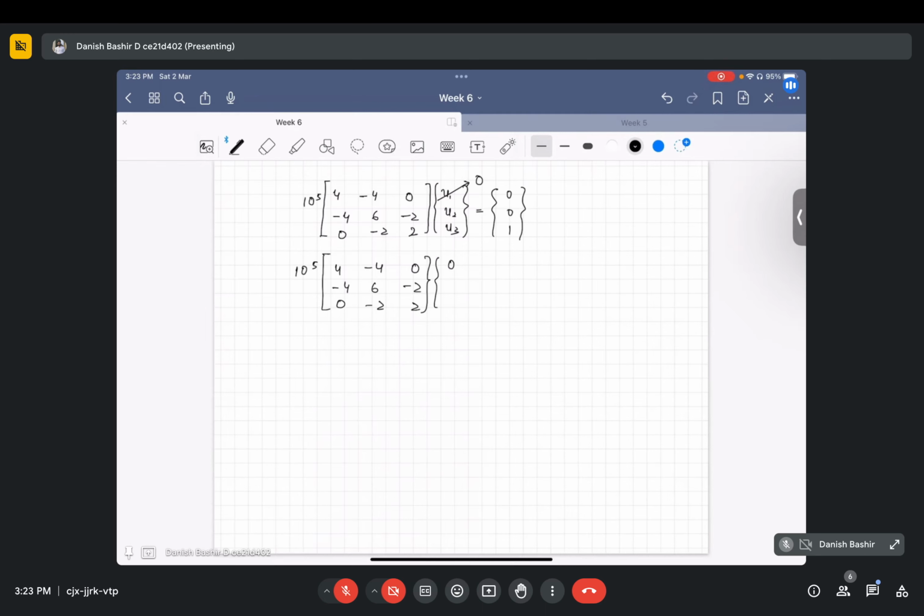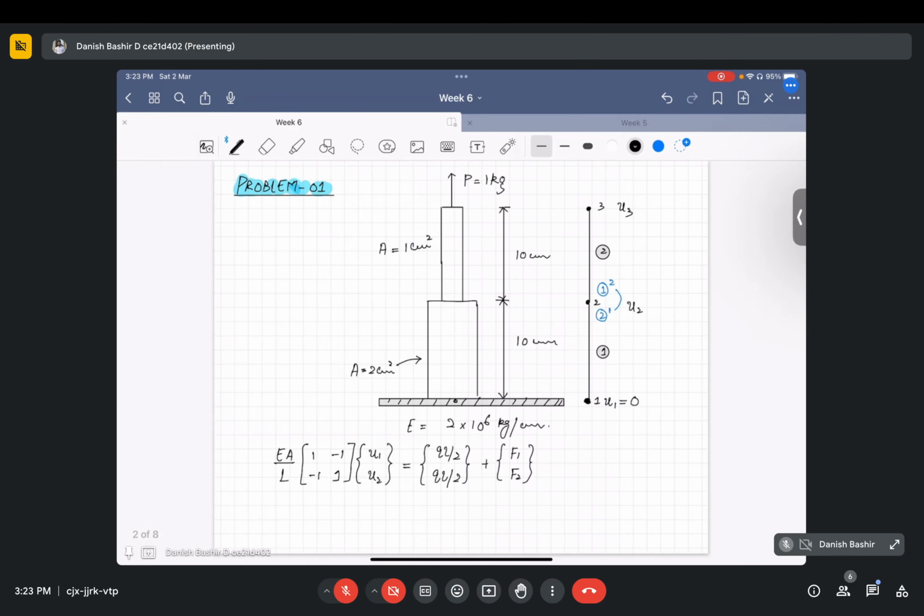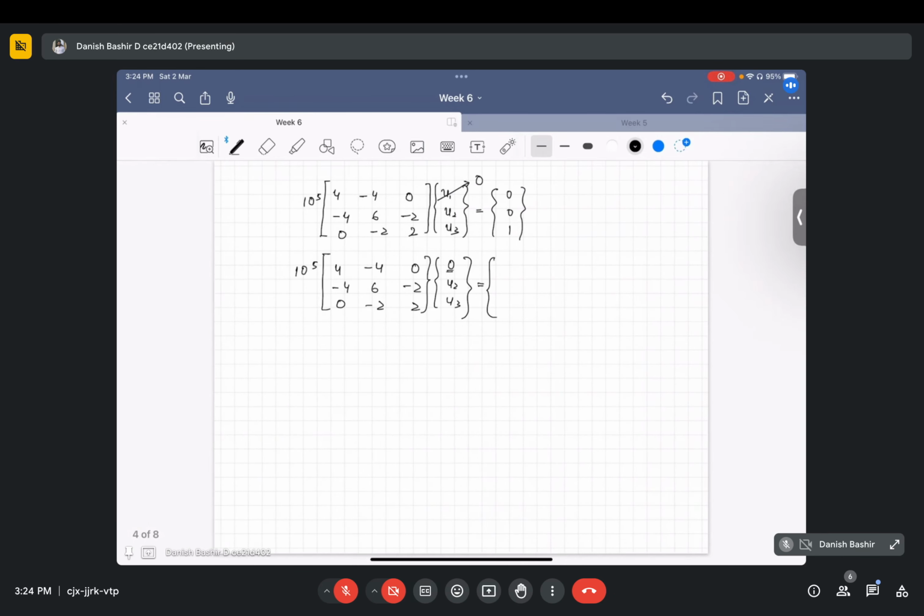Now here it is 0 u2 u3, but carefully, you are making this side displacement 0, but one reaction will come here, okay? If this side is restraining any displacement, then a reaction will be coming here. So let's take that to be r1. So in the force vector we have to replace 0 by r1, 0 and 1. Okay, solving it further.